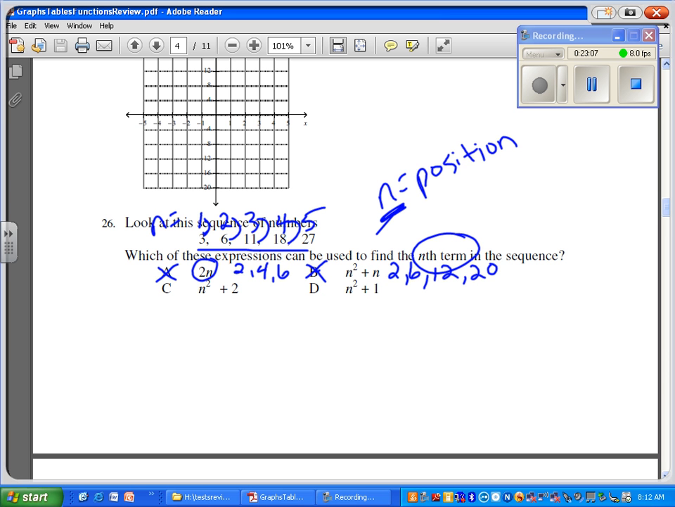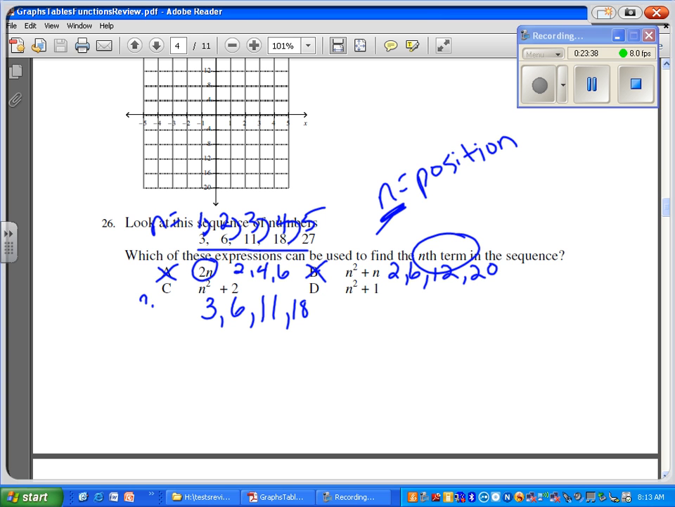All right, look at letter C, n squared plus 2. So the first position, 1 squared is 1, plus 2 is 3. So far so good. 2 times 2 is 4, plus 2 is 6. So far so good. 3 times 3 is 9, plus 2 is 11. So I'm looking good so far. 4 squared is 16, plus 2 is 18. So this is looking pretty good. I'm going to go on to D just to check it. So far I think it's C.